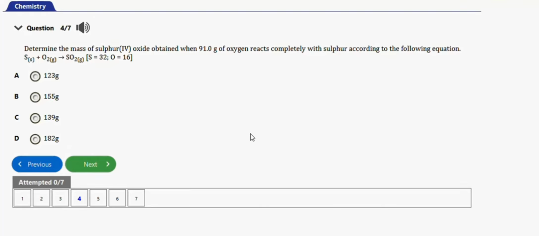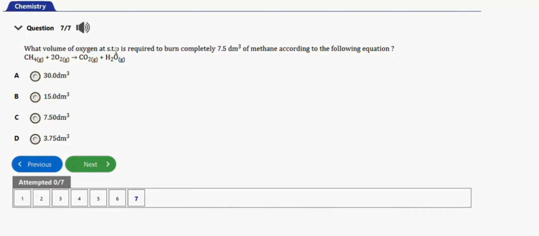As simple as this. Last, before I end this video, let's look at the last question. It says what volume of oxygen at STP is required to burn completely 7.5 dm cube of methane according to the following equation. So this is methane reacts in oxygen gas to give you carbon dioxide and water. Okay, so you just apply Gay-Lussac's law of combining volumes. So what's the mole ratio? We have 1:2:1:1. We are looking for the volume of oxygen at STP. So the mole ratio of oxygen here is 2.